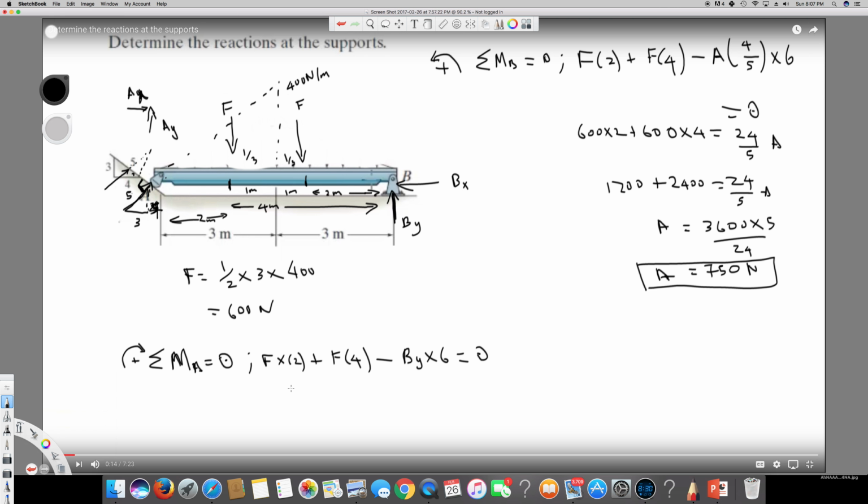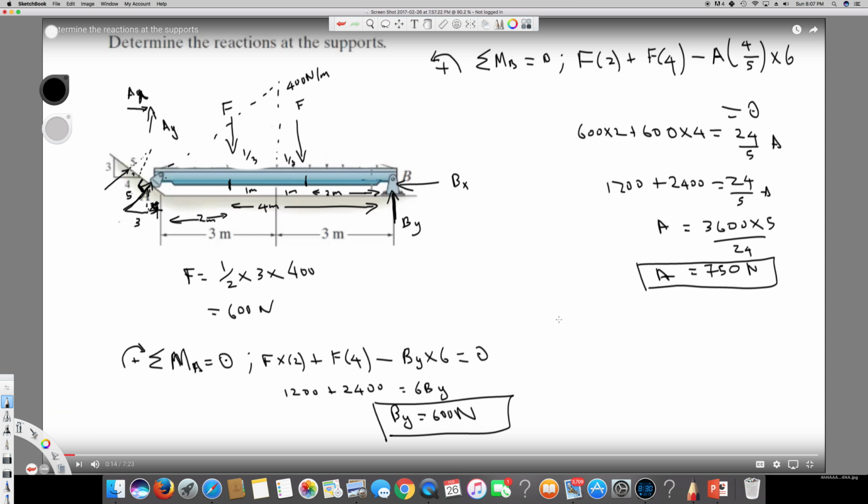So we know this is going to be 600 times 2, which is 1200. It's going to be 2400 equal to 6 By. Therefore By comes out to be 600 Newton. So we have the By. Now I can calculate Bx.